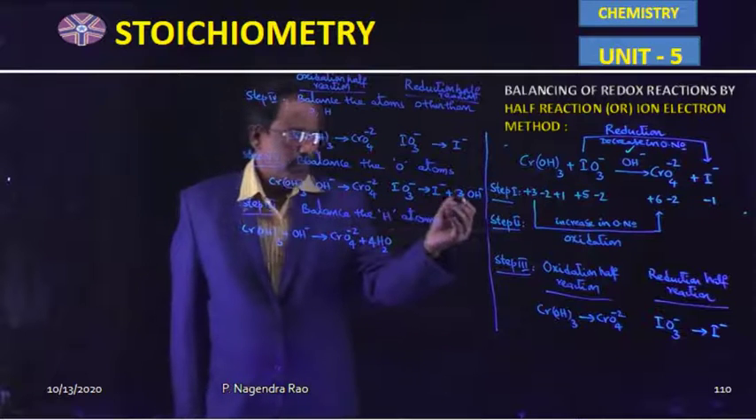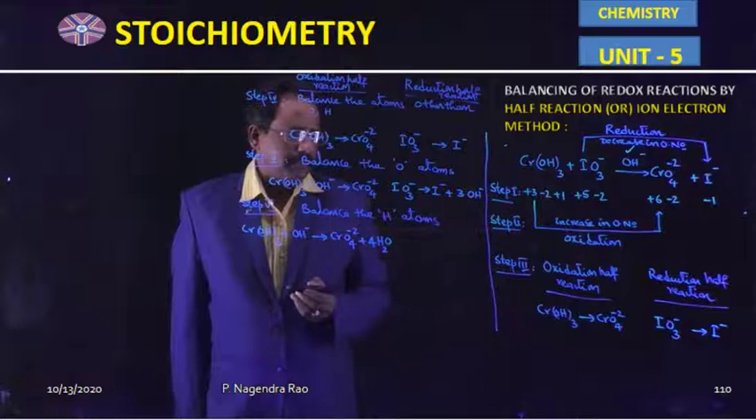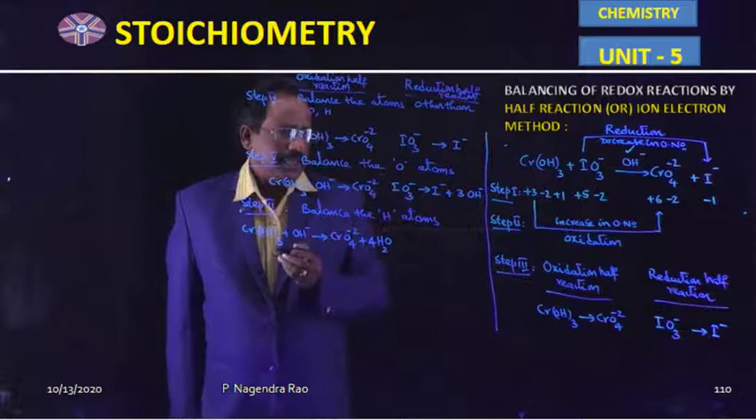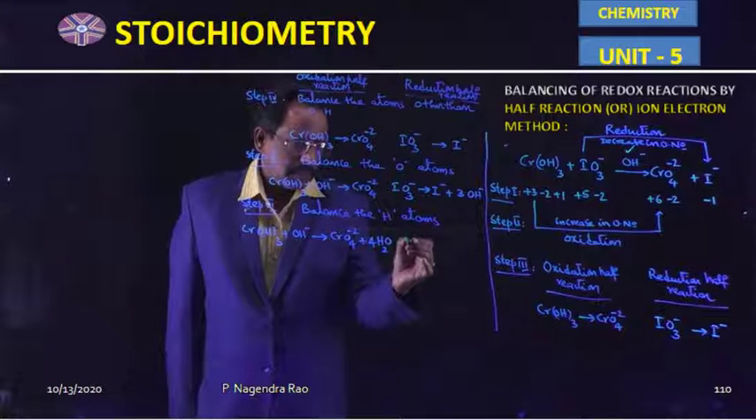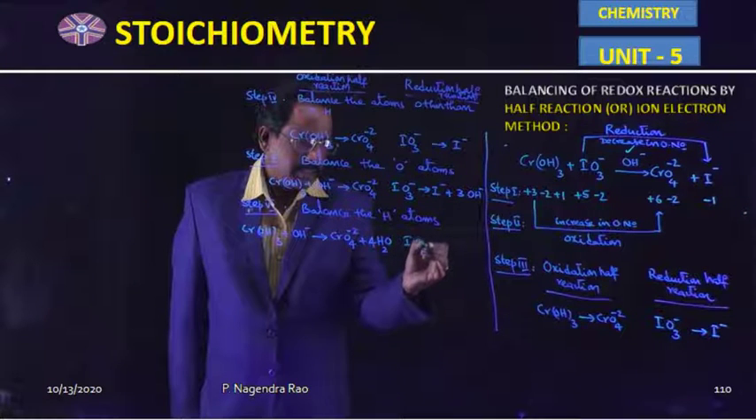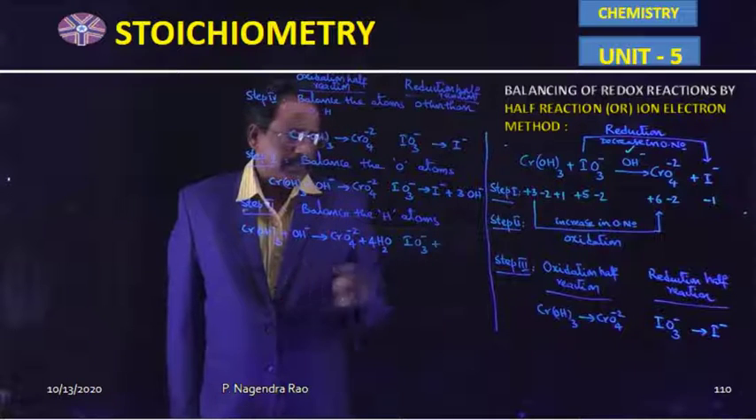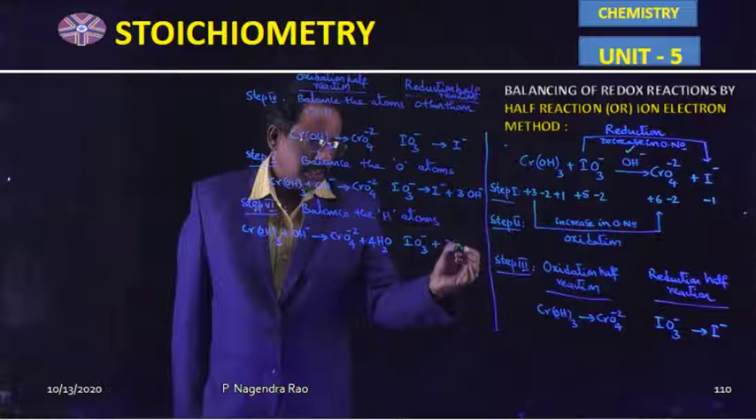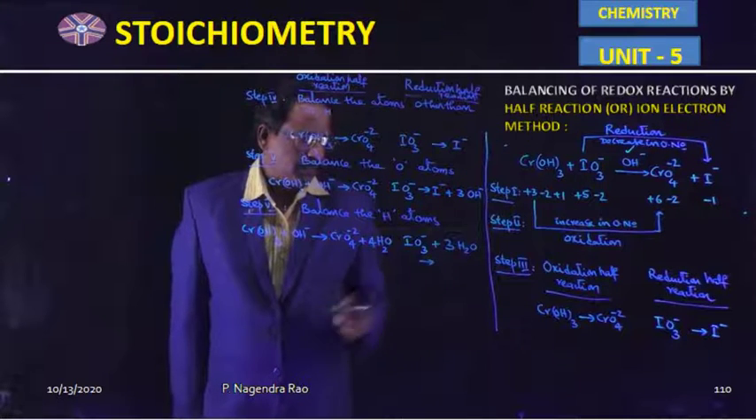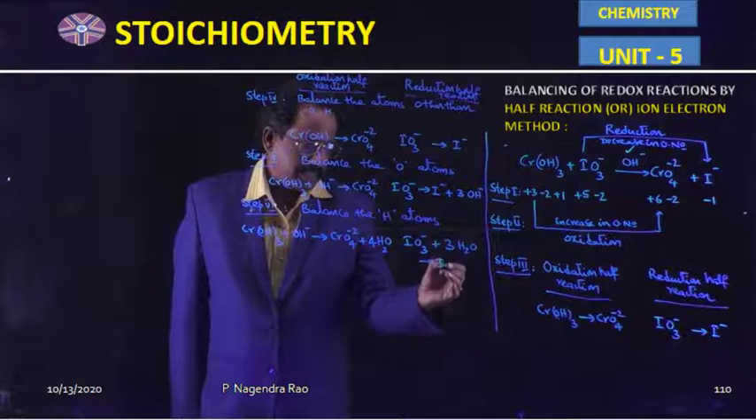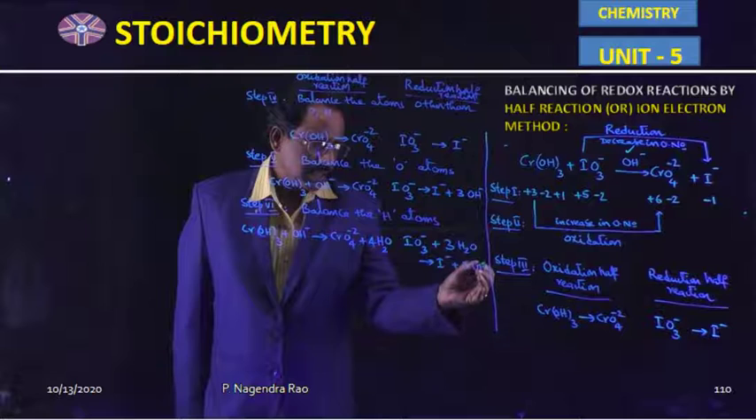Here the hydrogen number is 3 in the product side. In the reactant side there is no hydrogen. So IO3⁻ plus 3H2O gives rise to I⁻ plus 3OH⁻.